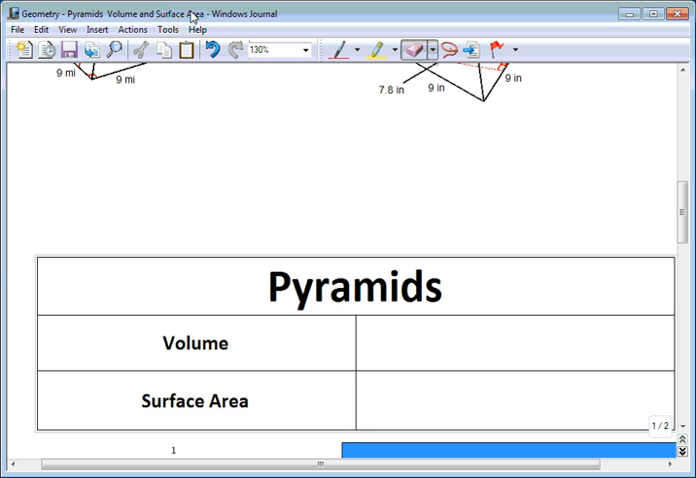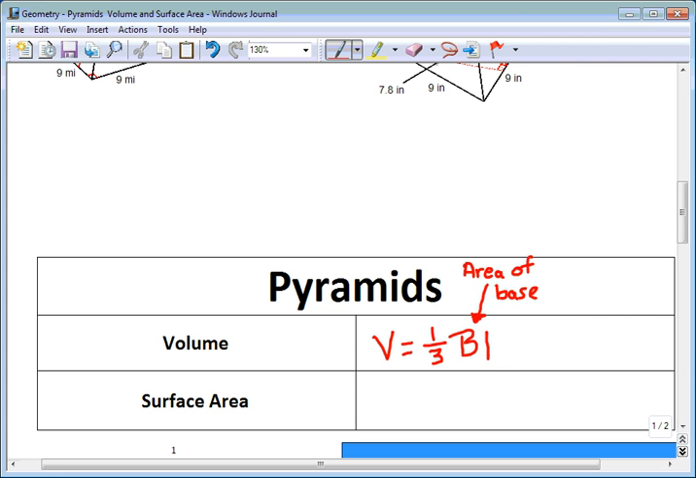Dealing with pyramids today. So the volume of a pyramid is given to us by the formula: Volume is equal to 1/3 times the area of the base. So we're going to use a big B to represent the area of the base. Make sure you get this down on your note sheet.